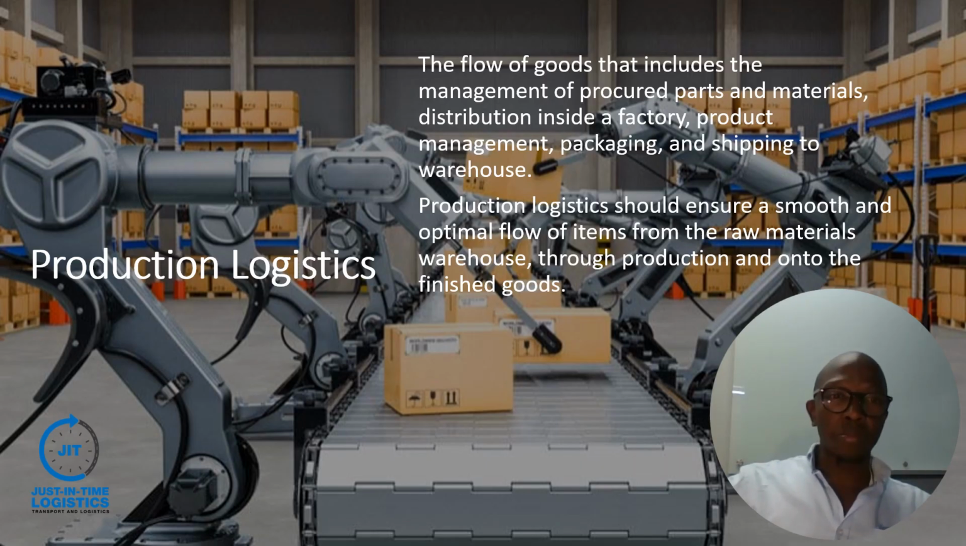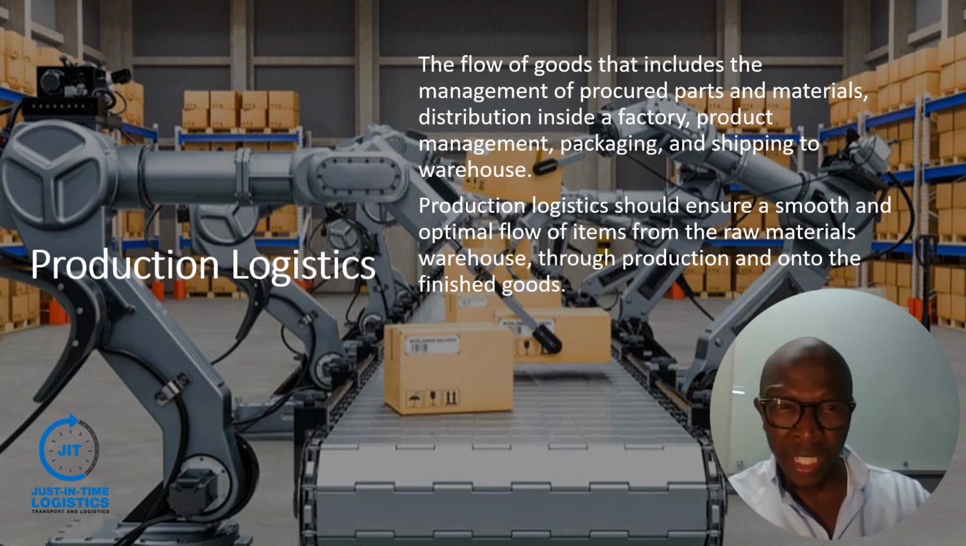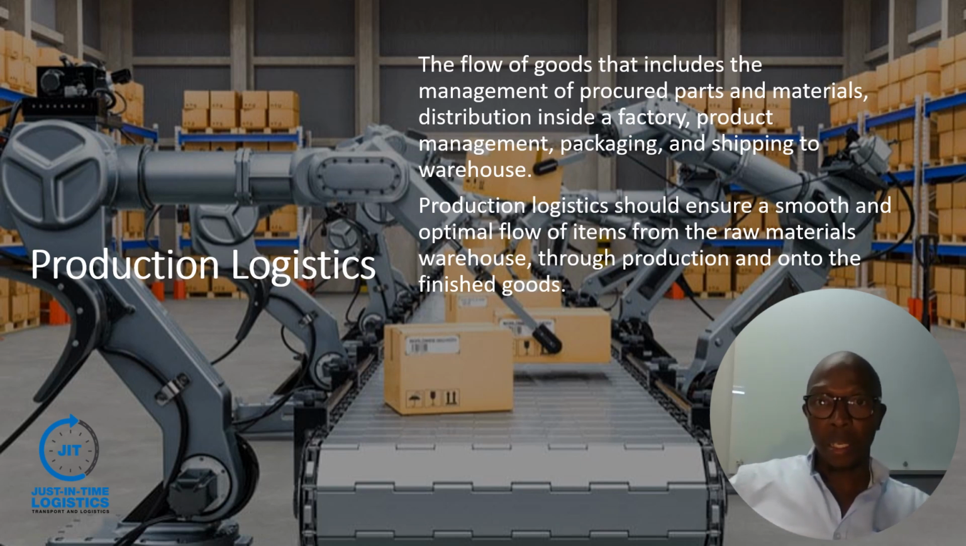Now the production logistics takes place within a warehouse. It takes place within the production facilities, within a factory. It focuses on the flow of goods. That includes the management of procured products, parts, materials, and the distribution within a factory. The product management, how do we manage these products? How do we handle these products? How do we package these products that we're about to ship or that we are manufacturing? And therefore even the way the equipment or the machinery is laid out is very important to be well thought of and carefully designed.